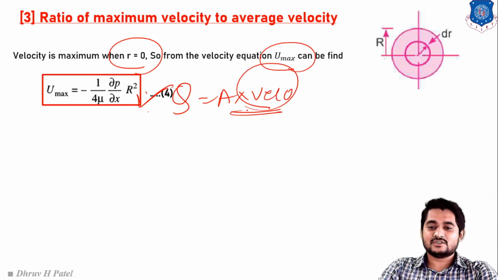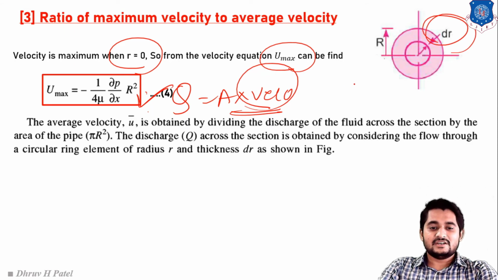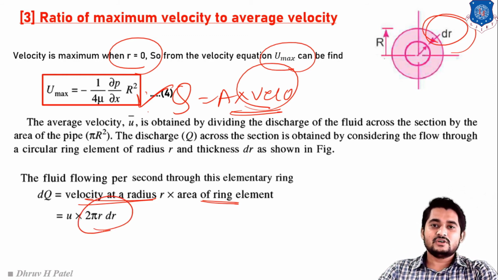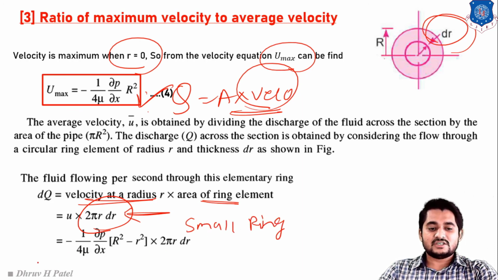So let us take one small segment with radius dr. First of all, we have to find the discharge in that particular area dr, right? So discharge will be the velocity at radius r and the area of that ring element. That means u into 2 pi r into dr. Remember students, this area is for the small ring. You have to remember this. So the discharge dQ for the small ring is this.